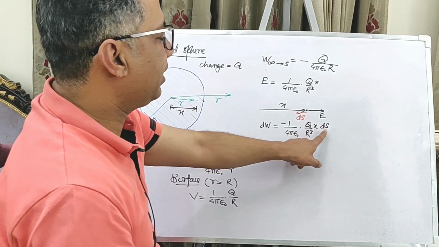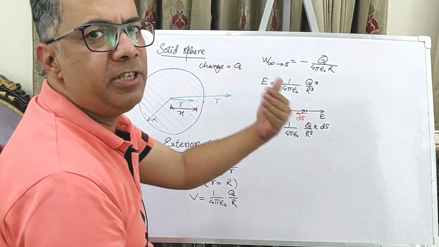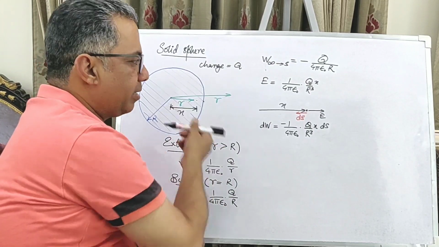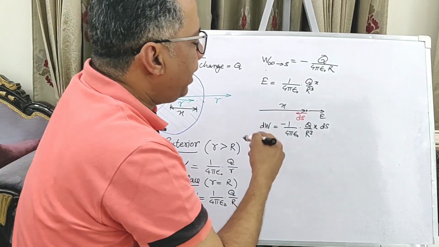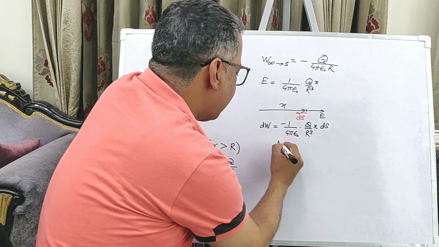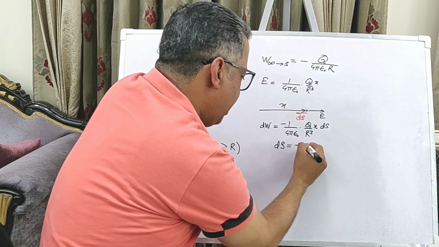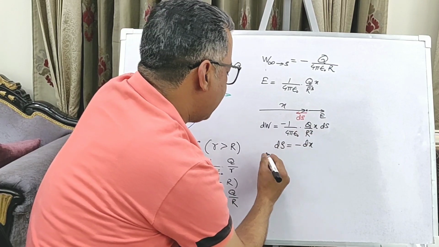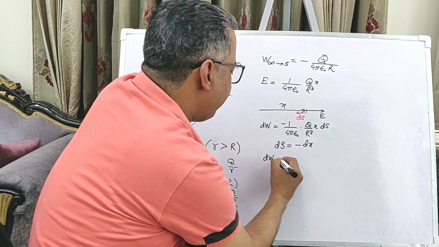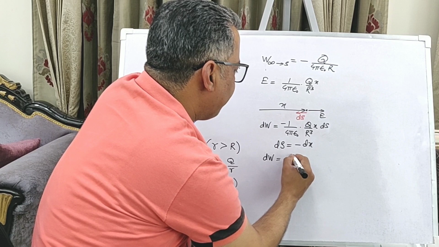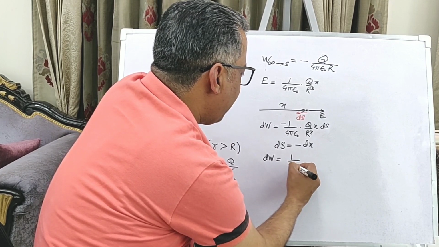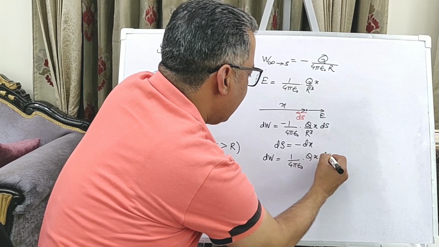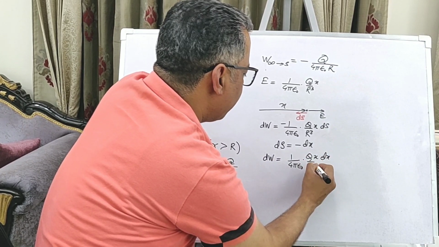Now this ds is actually a negative change in x. ds is towards the center, right? So ds is a decrease in x, a negative change in x. So we replace ds by minus dx, and dW therefore comes out to be 1 by 4 pi epsilon naught q x dx by R cube.